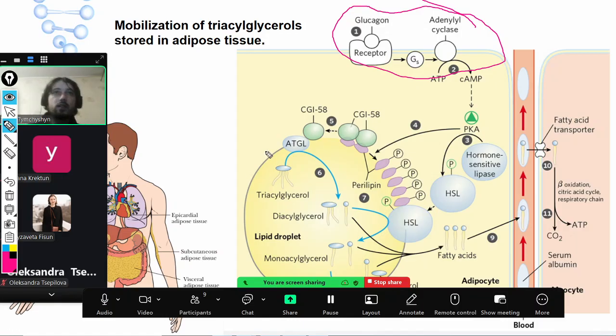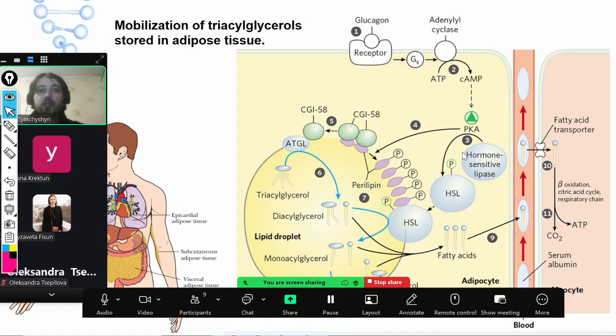No? No one can guess? At least here are two hints that should be pretty evident for you. One is a slight hint, the other one is an incredible hint. So a slight hint, that's adenylyl cyclase.